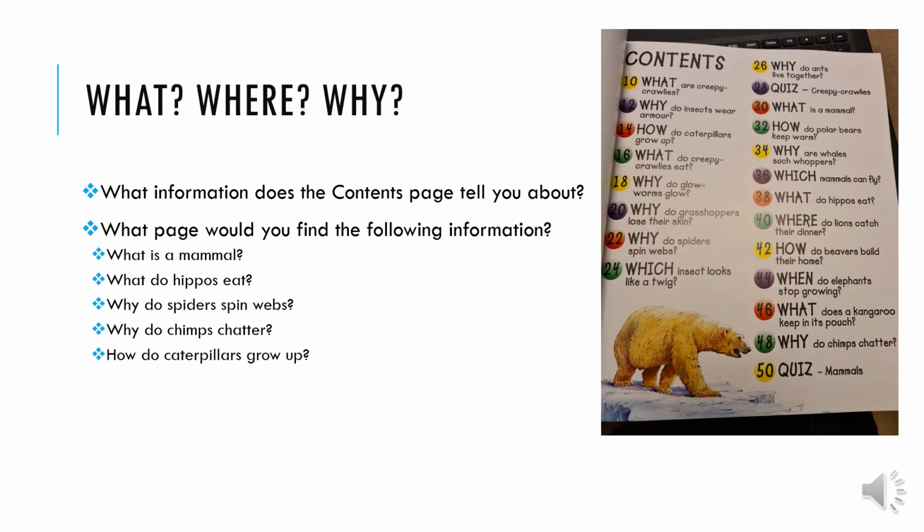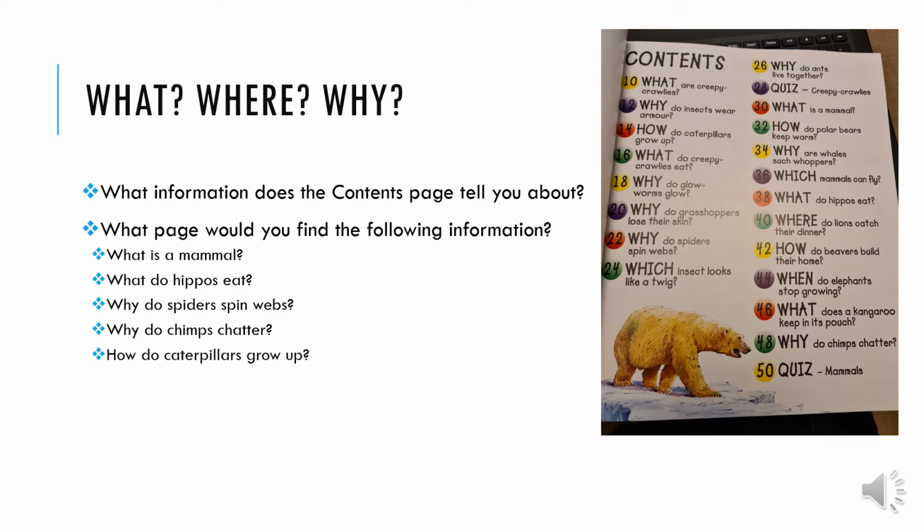So I'll just very quickly go through the answers. What is a mammal? You would find on page 30. What do hippos eat? You would find on page 38. Why do spiders spin webs? You would find on page 22. Why do chimps chatter? You would find on page 48. And how do caterpillars grow up? You would find on page 14.